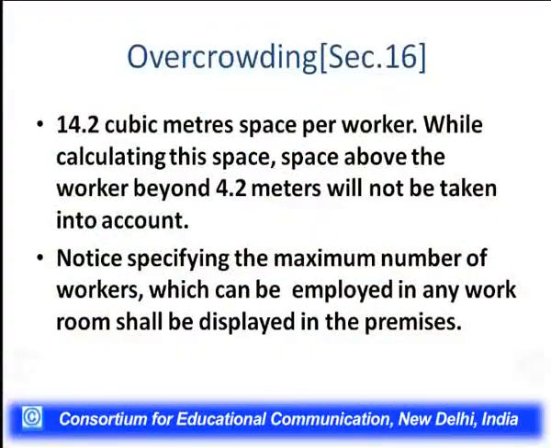Then Section 16 is regarding overcrowding, which says 14.2 cubic meters of space should be allowed per worker in the factory. While calculating the space, the height above the worker beyond 4.2 meters shall not be taken into account. And a notice specifying the maximum number of workers which can be employed in any workroom shall be displayed in the premises. So basically, the organization cannot employ as many workers as possible, because overcrowding increases the risk of accidents, and also the inconvenience of the employees working there increases with the number of employees. So there are certain restrictions set that for every worker, 14.2 cubic meters of space have to be there in the factory.